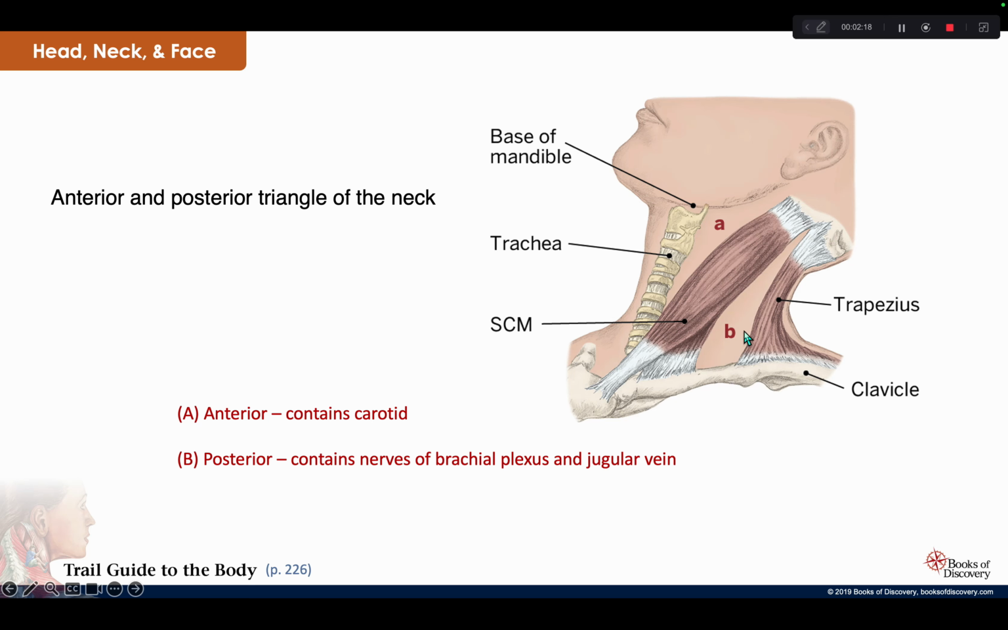B here would be the posterior triangle. That is going to be that soft spot between the SCM and the trap in the back. The reason why we don't want to do a whole lot of pressure here is that as it gets closer to the collarbone, you're going to have the brachial plexus. There's a lot of nerves in this plexus, as well as the jugular vein. So that is why we're going to be cautious with these endangerment sites. If you feel a pulse, you need to lighten up and move on to a different area. That means you are on either the carotid if it's more anterior, or the jugular vein if it's more posterior.